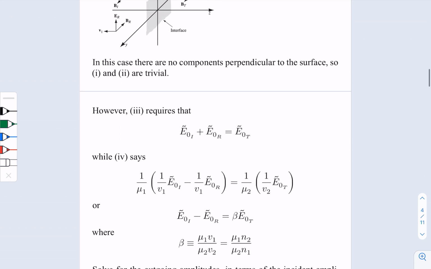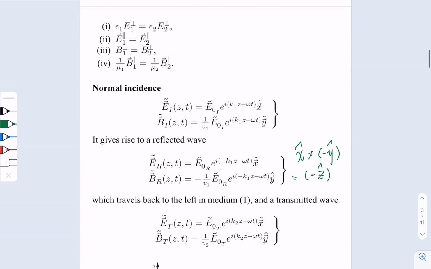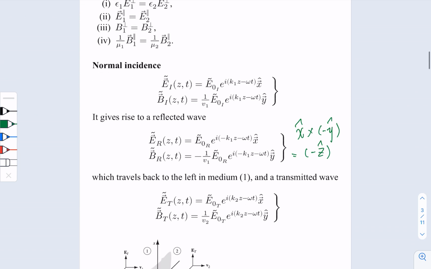Now we can see that in this normal incidence case, the electric field is always parallel to this plane, to this interface or this boundary. So this first equation automatically satisfies, and likewise the electric field is also parallel to this plane of boundary. So the third equation is also automatically satisfied.